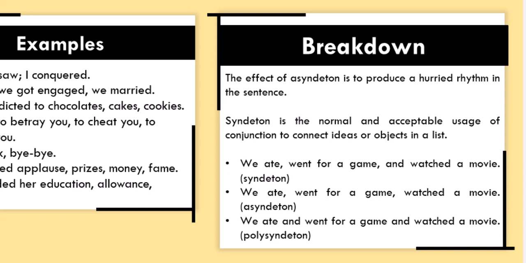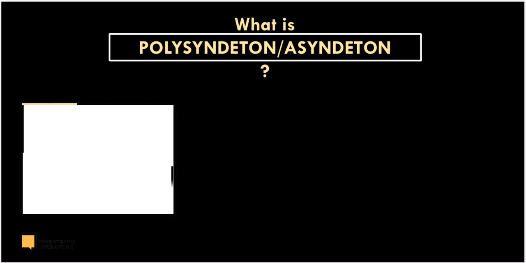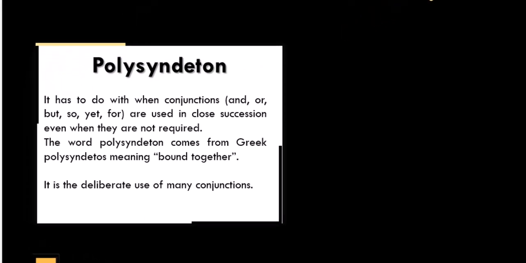Then we have "We ate and went for a game and watched a movie." That's polysyndeton, because where you ought to have a comma, you decided to omit the comma and put in "and." That moves us to the next one, which is polysyndeton. Polysyndeton has to do with when conjunctions such as and, or, but, so, yet, for, the FANBOYS generally, are used in close succession even when they are not required. The word polysyndeton comes from the Greek polysyndetos, meaning bound together. It is the deliberate use of many conjunctions.